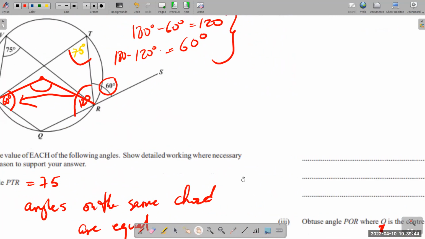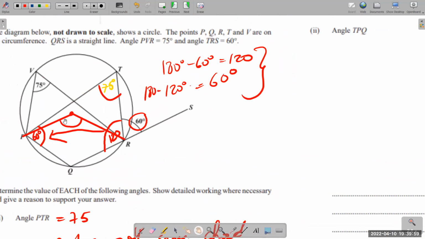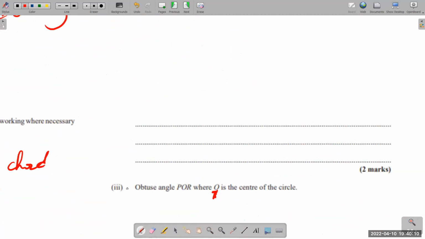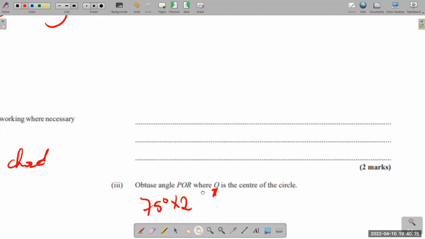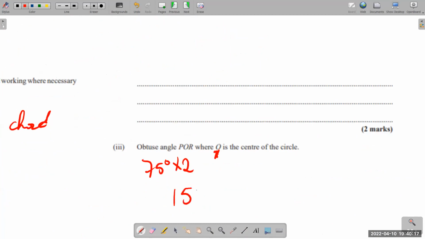210? How did you get that? Isn't it 150? Angle at the center is twice the angle at the circumference. So if this is 75, the angle up here, remember it's at the same point, would be 75 times 2. 150. Everybody got it?